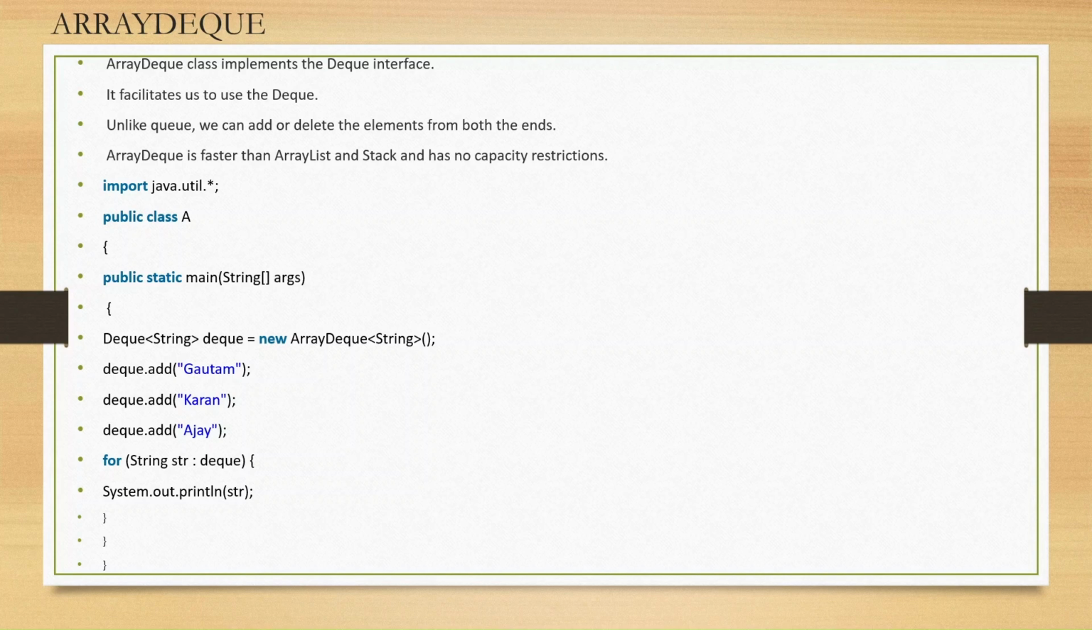And in this, you can see there's a public class A, inside which you can add to the queue elements that are Gautam, Karan, and Ajay using the dq.add function. And as it's stored as a string, you can use your string functionalities and print the string values.